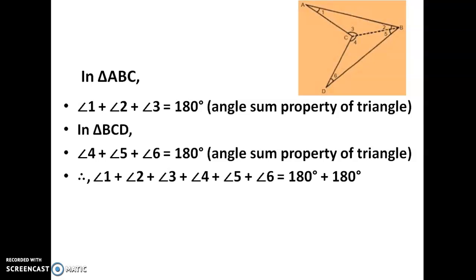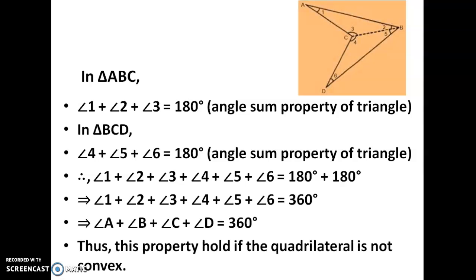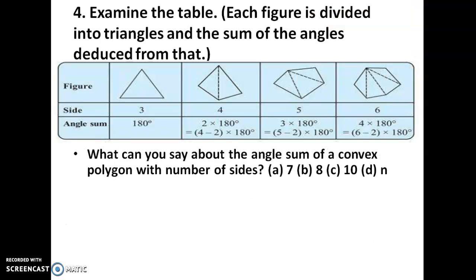So if you add all the angles, these are the angles of this quadrilateral, no? If you add all these, you will get 180 plus 180 equal to 360 degrees. So we can conclude the sum of all the angles of a concave quadrilateral is also 360 degrees. So this property holds even if the quadrilateral is not convex.